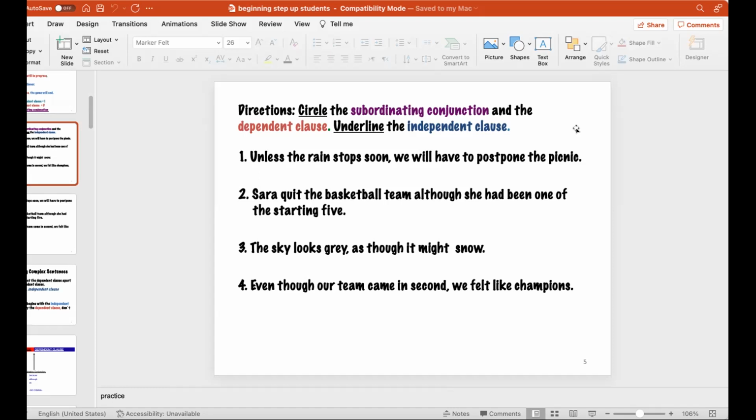Laura, you want to do the next one? "As though" would be the subordinating conjunction. No, sorry, the dependent clause. The sky looks gray would be the dependent. Or is it the independent? Sorry, I meant independent, because "it might snow" is the dependent one. Yeah. Exactly. It's okay. It's late.